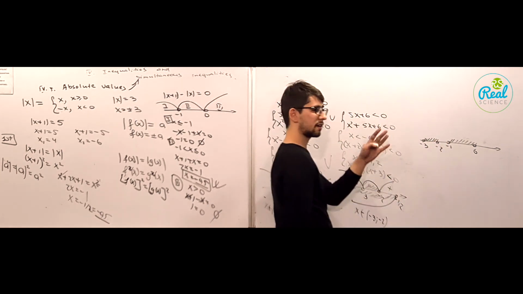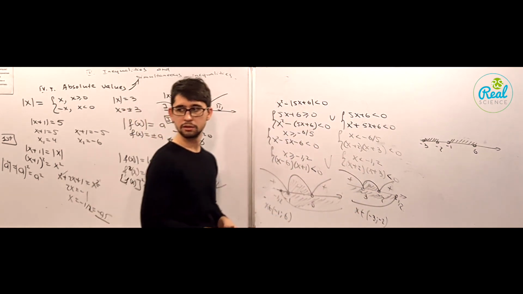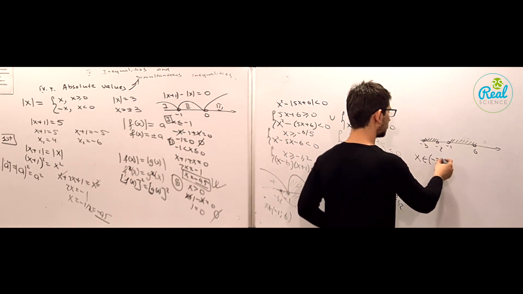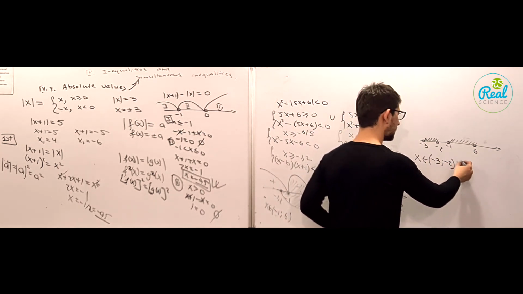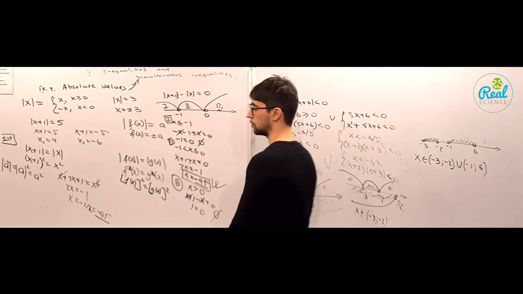Union means combination. So x includes numbers between minus 3 and minus 2, and between minus 1 and 6. Okay.